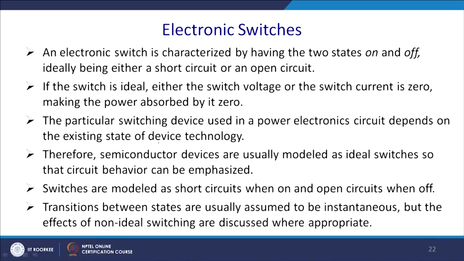Unfortunately, power electronic devices lack this feature. The particular switching devices used in a power electronic circuit depend on the existing state of the device and the technology, that we will see a little later. What does that mean? Therefore, semiconductor devices are usually modeled as ideal switches, so the circuit behavior can be emphasized. Switches are modeled as a short circuit when on, and an open circuit when off. Transitions between the states are usually assumed to be instantaneous, but the effects of non-ideal switching are discussed, and will be put into the appropriate application later.